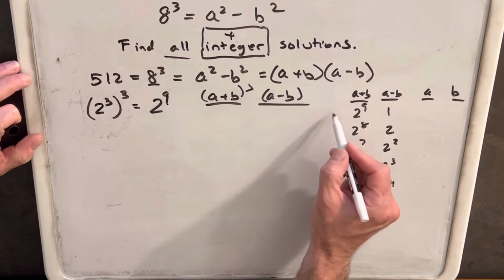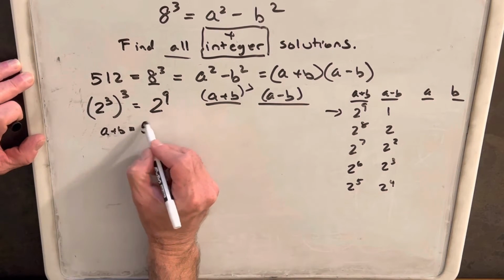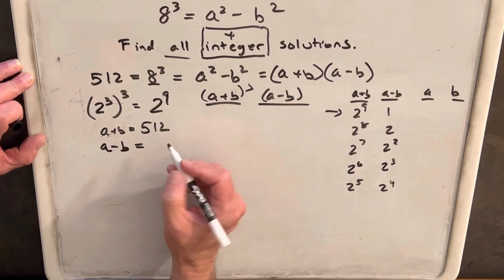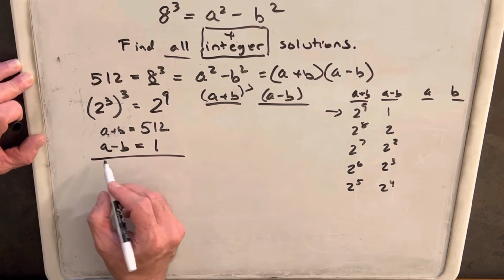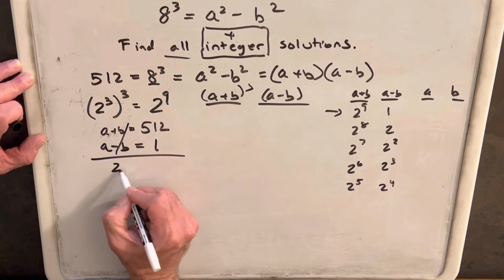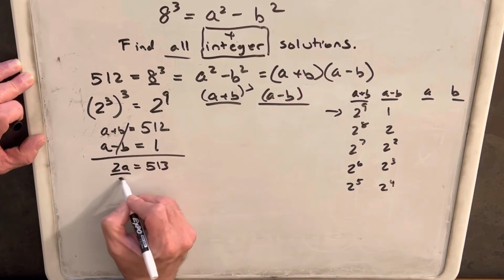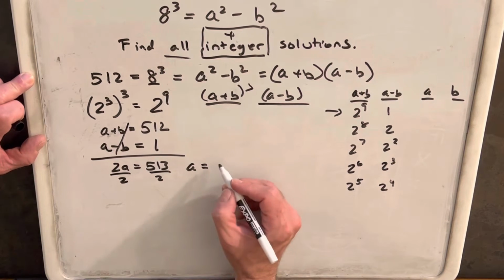So to start with, we'll look at the first case when a plus b equals 2 to the 9th, or 512, and a minus b equals 1. We add these two equations together, b's cancel, we get 2a equals 513. Divide both sides by 2, and we get a equals, what is that?